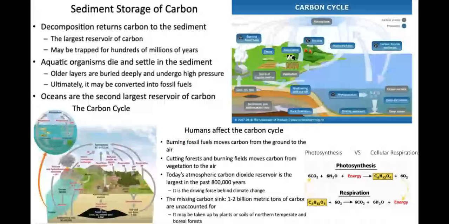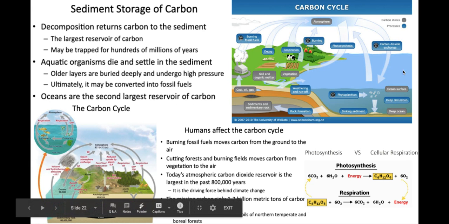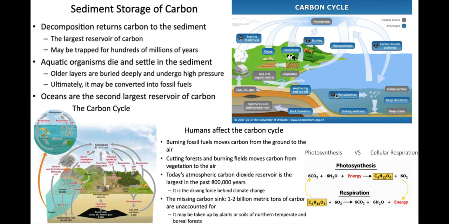So sediments are storage of carbon. The decomposition is going to help that carbon go into the sediment. Like if we have carbon dioxide in the ocean, or we have some weathering, all of that is going to go into the sediment. And then from that sinking sediment, that can go back into either rock formation, or it could go back into fossil fuels. And then we burn fossil fuels back into the atmosphere as carbon dioxide.